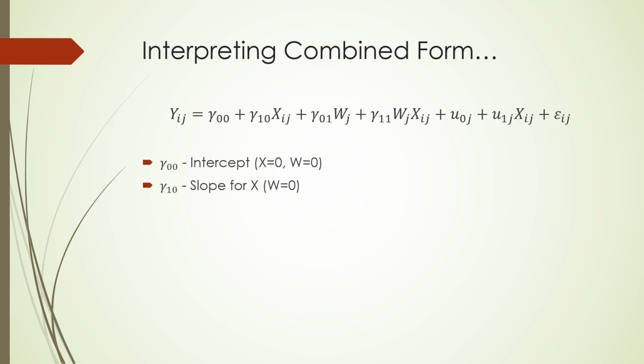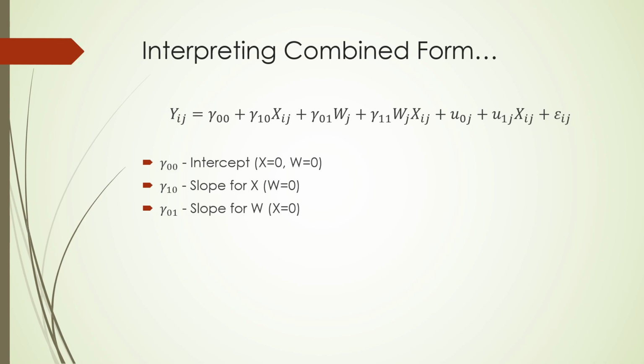Gamma sub 1,0 is the slope for x when w equals 0. Now, why is it when w equals 0? Because x and w have an interaction term. If you look at gamma 1,1, you see that there's an interaction between w and x. And so the independent variable x is interpreted when w equals 0, just like all of our other interaction terms in regular regression. The slope for w is interpreted when x equals 0. That's gamma 0,1. And again, we're leaning on those interaction terms in regression.